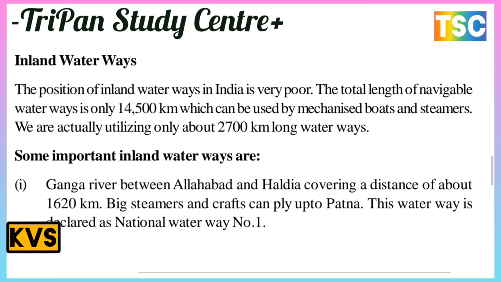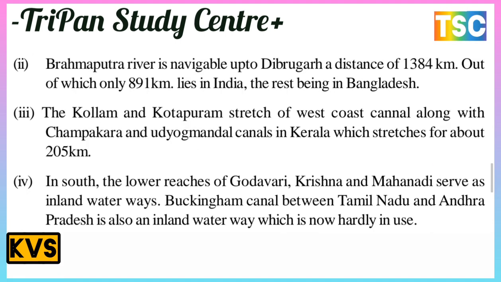Some important inland waterways are, first, the Ganga River between Allahabad and Haldia, covering a distance of about 1,620 km. Big steamers and craft can ply up to Patna, and this waterway is declared as National Waterway Number One. That is important here. Next, the Brahmaputra River is navigable up to Dibrugarh, a distance of 1,384 km, out of which only 891 km lies in India. The rest belongs to Bangladesh here.